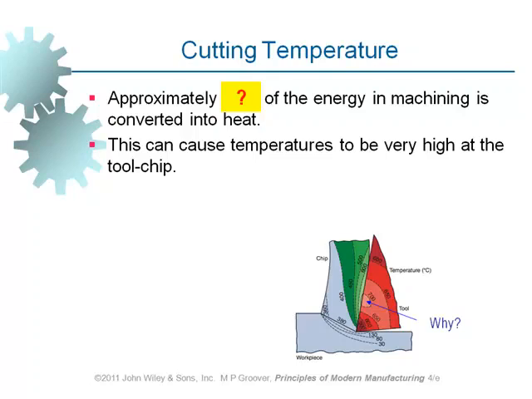Anyway, for the reasons that are mentioned, we've got to be able to estimate the magnitude of the temperature which is produced in machining. Another question: I have covered the number here. I'm asking you to estimate what is hiding here. Approximately something percent of the energy in machining is converted into heat. What's the figure which is hiding here? I didn't hear you. Say that again, louder please.